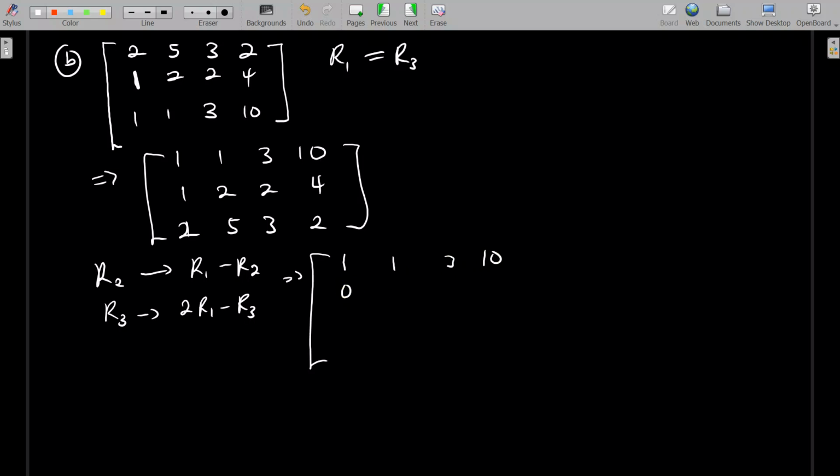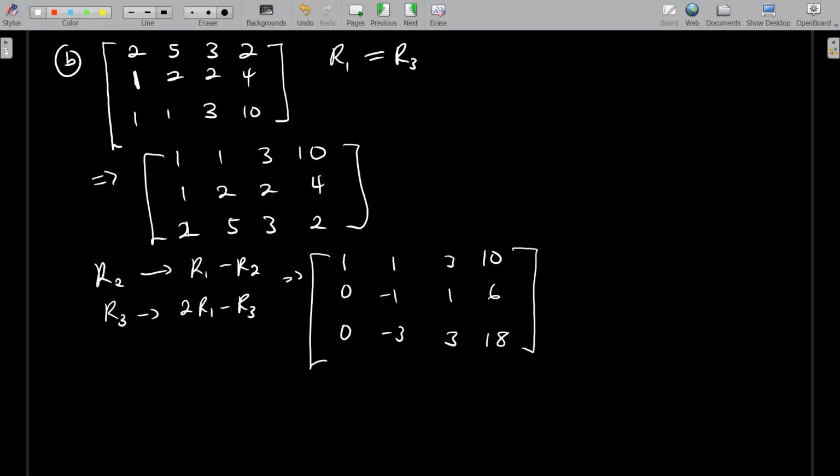So row 1 minus 2 is going to be negative 1. 3 minus 2 is going to be 1. 10 minus 4 is going to be 6. And then 2 times that, I'm going to have 0 here. 2 times 1, this is 2, minus 5, that's going to be negative 3. 2 times 3 is 6, minus 3 is going to be 3. 2 times 10 is 20, minus 2 is going to be 18, right? Like that. So this is what I have.